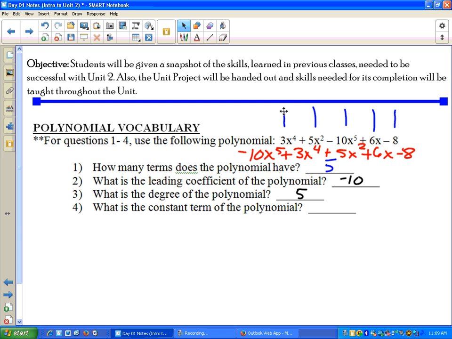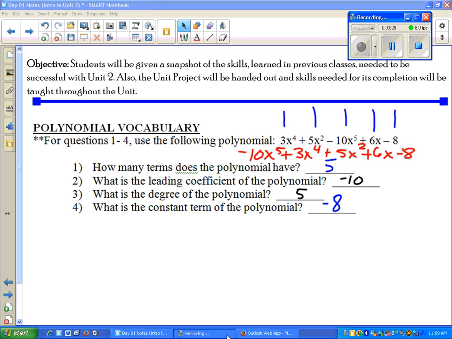What is the constant term of the polynomial? What does it mean for something to be constant? It doesn't change, so does it have a variable in it? It's the part that doesn't have a variable. So my constant term is negative 8. So let's continue.